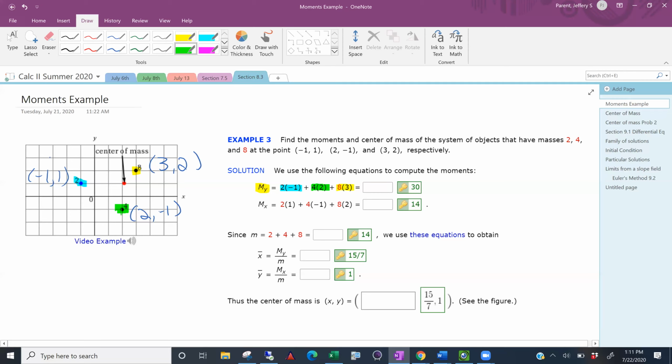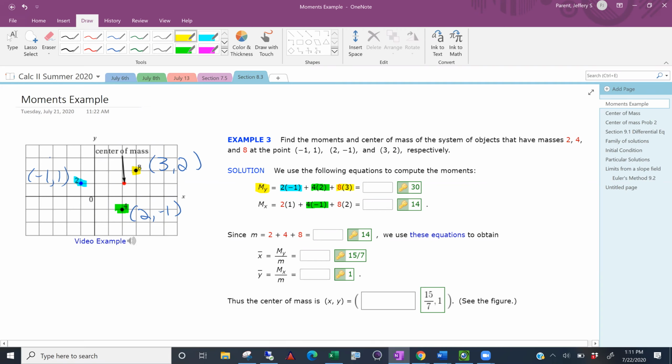So let's start here with this mass at 4. It's going to want to push down on, say, like a hinge rotating around the x-axis with a force of 4 multiplied by its distance away from the x-axis. Well, it's 1 below the x-axis. So you're going to have 4 times -1. That's going to be its contribution to the moment.